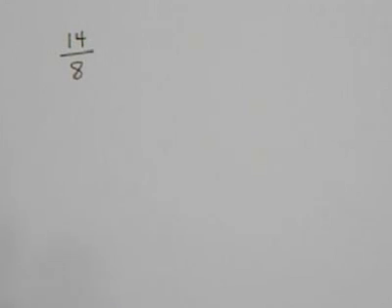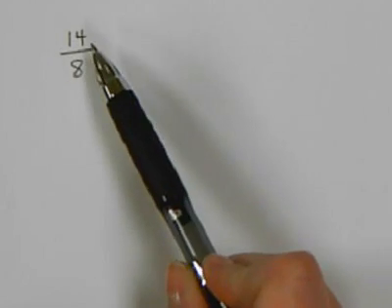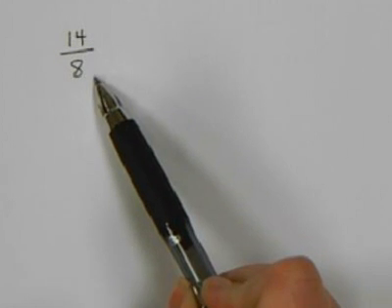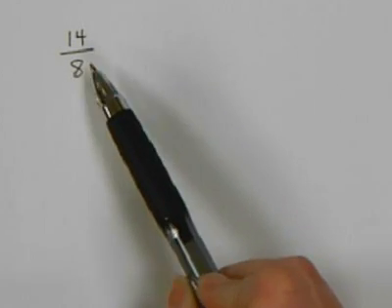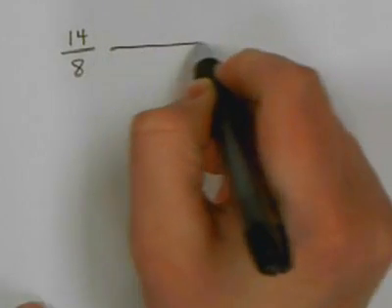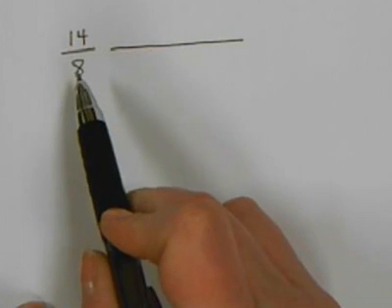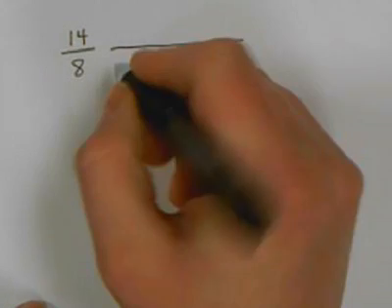This lesson is on simplifying improper fractions. Now, an improper fraction is any fraction where the numerator is bigger than the denominator. So in this case, we have 14/8. First thing that we're going to do is simplify our fraction by writing our factors. Write our factors for the smallest number first, and that's 8.